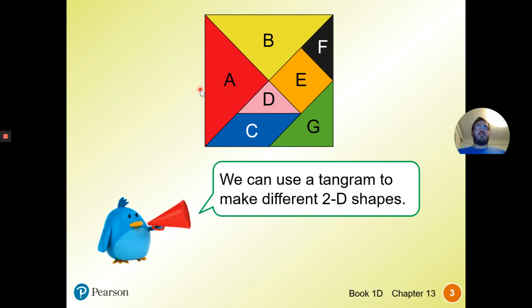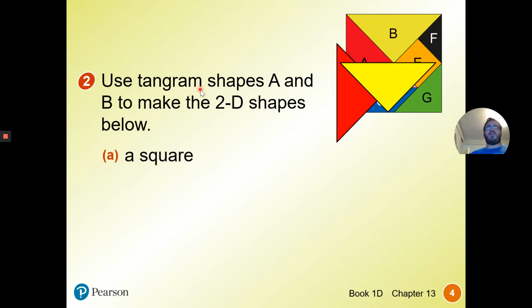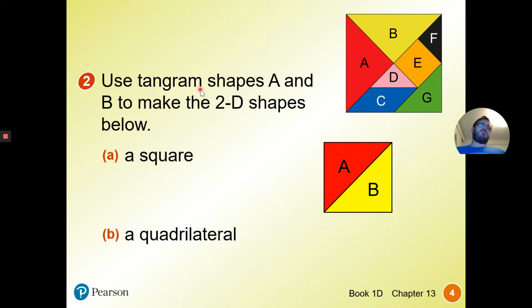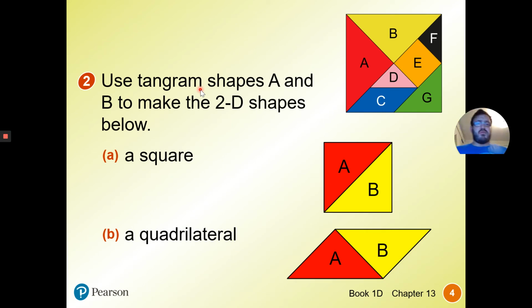So we can use a tangram to make different 2D shapes. Use tangram shapes A and B to make the 2D shapes below. So we've got to make a square. How can we do that? Well, we can join them together, just like this. This is a good representation of what rotation we have to do to make the shape. What about another quadrilateral? The fact that it says quadrilateral means that they don't want a square, but they want another quadrilateral. So let's take a look. Very good. We've still got a 4-sided shape.